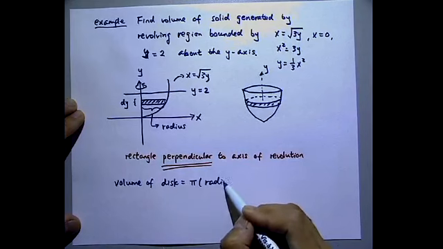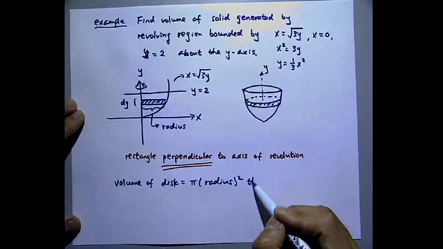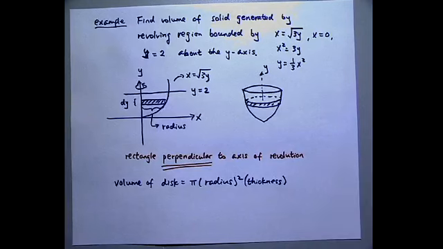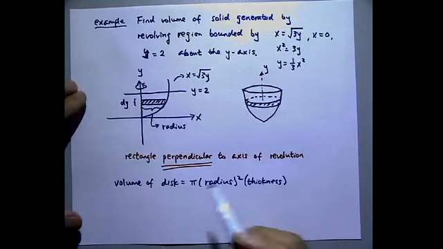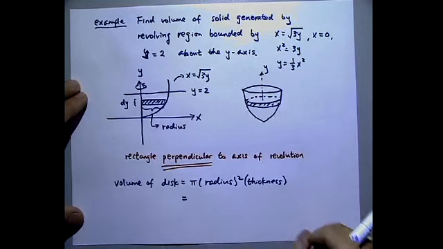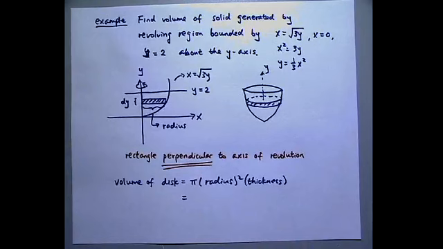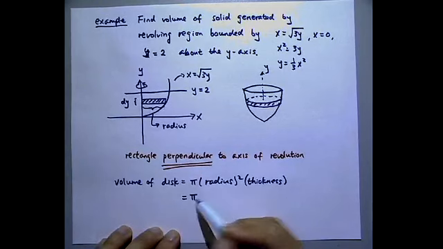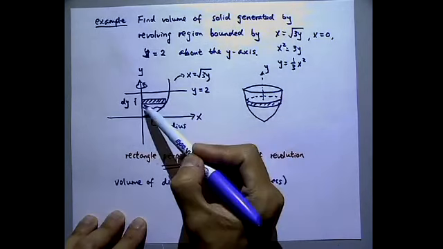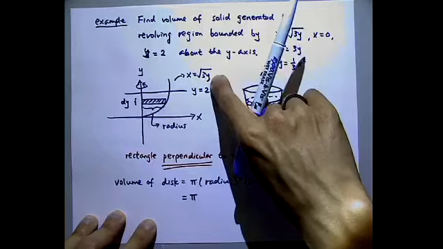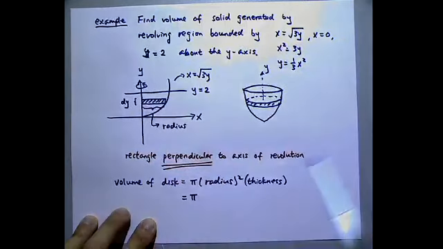Once again, the volume of a disk is pi radius squared times the thickness. Okay, so what would the radius here be? Right minus left, right? The outer one minus the inner one. So radical 3y minus 0.